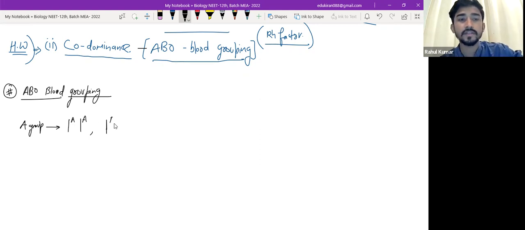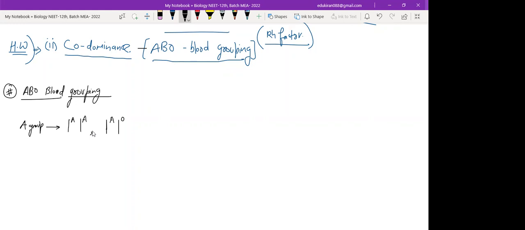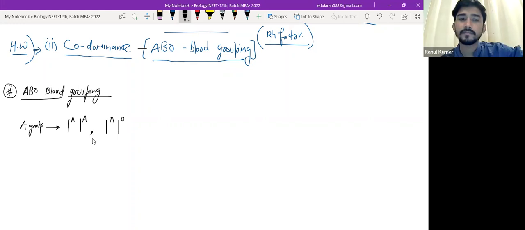So let's say one parent gave A and the other parent did not give any antigen. O means nil, negative, it's for 0. This is the other possibility. Any other possibility that can happen to give this blood group? No. Are you sure, Madhya? Are you there, Madhya?